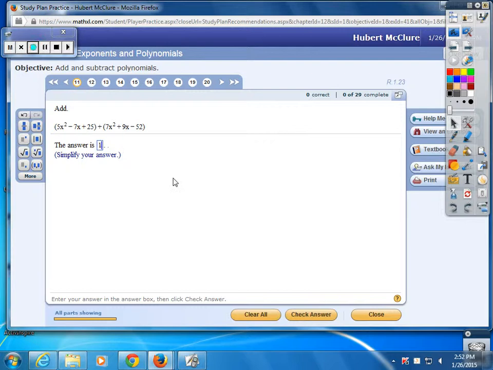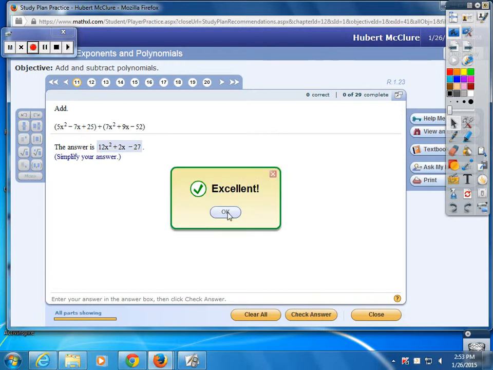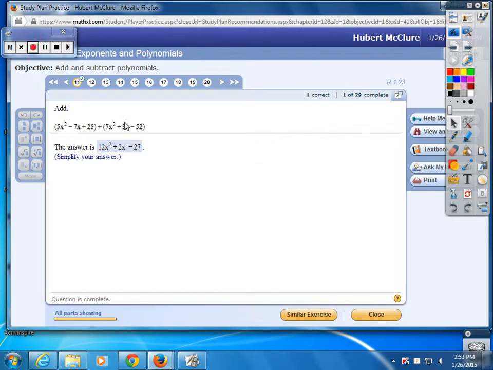So you take your handy dandy cursor and put it in the box. That'll be 12x, then you'll type x, shift up, and squared. Alright, what's negative 7x plus 9x? So that'd be a positive 2x. And then what is positive 52 minus 50? That'd be negative 25. Plus 2 is negative 27. And check answer, feel good about yourself. So you don't have to wear sunglasses in the building.